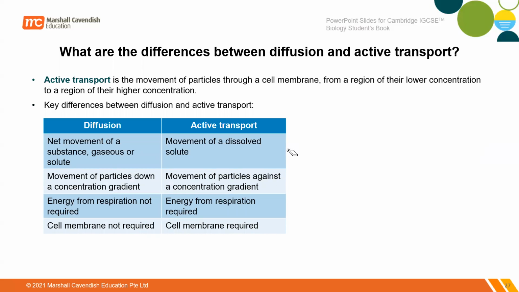Active transport is the opposite process. Diffusion is a passive transport. Osmosis is a passive transport of water, but active transport is the movement of particles through a cell membrane from low concentration to high concentration.